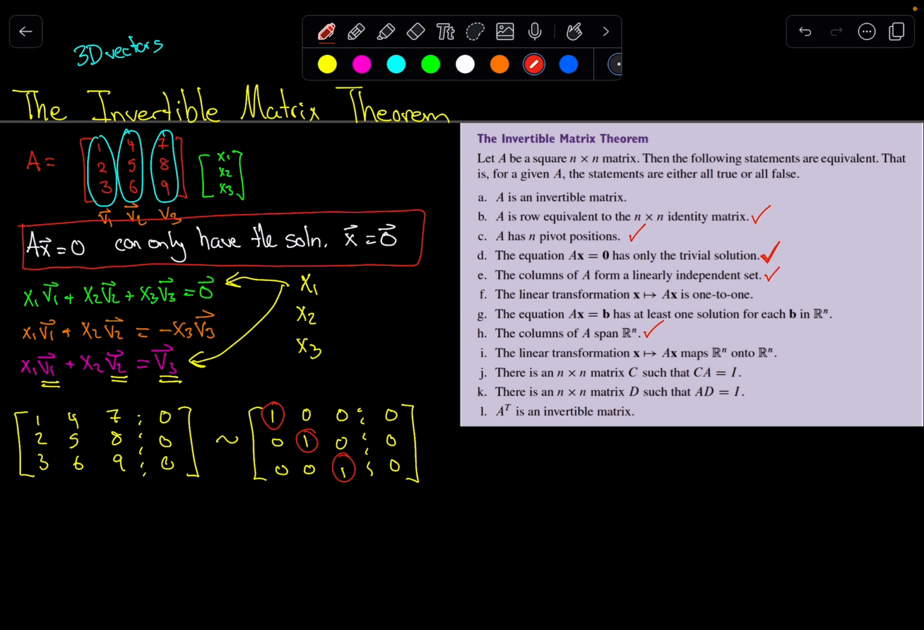Okay, let's see, what else? The linear transformation x is 1 to 1. The equation Ax equals b has at least one solution for each b in Rn. Let's tackle the 1 to 1 bit because this is covered in the last video that I talked about. So this is a direct result from Ax equaling 0 having only the trivial solution.